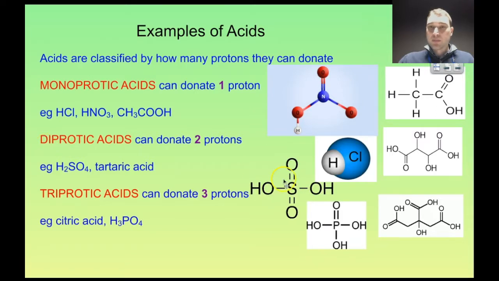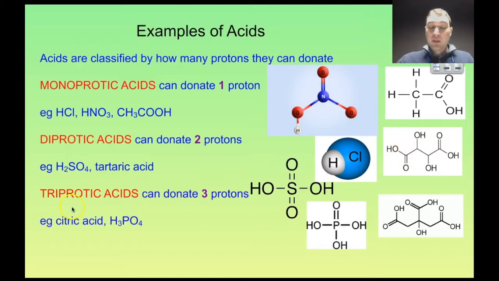Di means 2. If we look at tartaric acid over here, we can see we've got 2 carboxylic acid groups at the end of the chain, and we've got 2 hydroxyl groups over here. Now, for these ones, the hydrogens aren't breaking off of the hydroxyl groups here, they're breaking off of the carboxylic acid groups, and that's why they're an acid, it's carboxylic acid. So the hydrogens break off of the carboxylic acid part. Again, we've got 2 there, so it can donate 2.